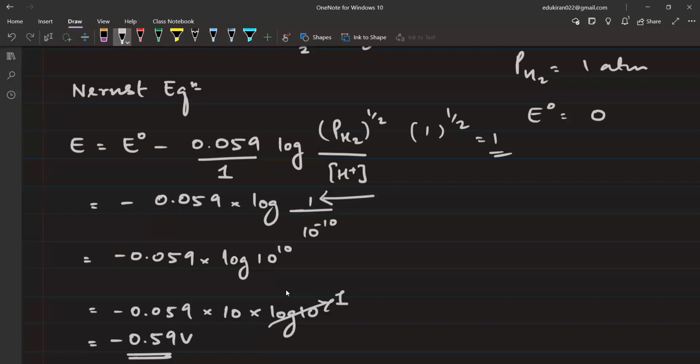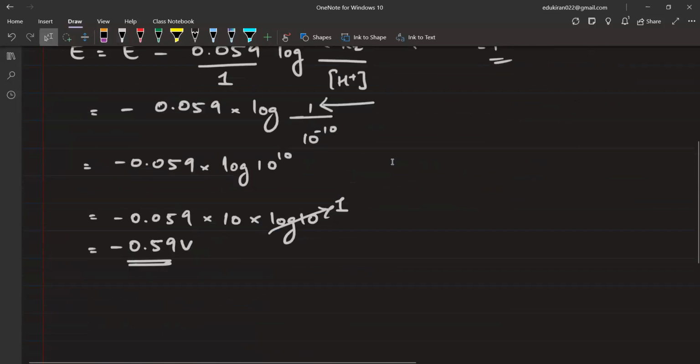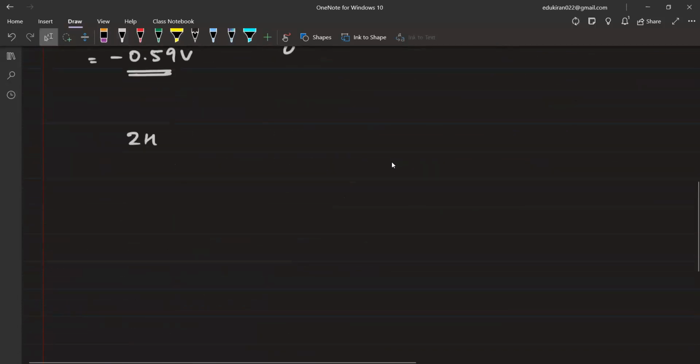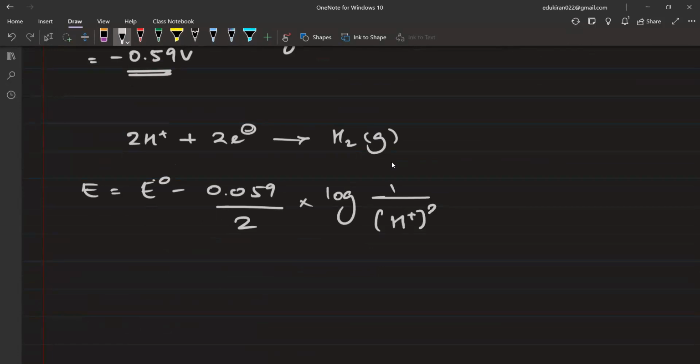Did you understand? Yes, sir. Now, Rabia, please do one thing. The reaction that you wrote, Rabia, was 2H plus, and it should be 2 electrons. You have written 2 electrons, giving you hydrogen gas. This is very true. Now, for this, I can write E will be equal to E naught minus 0.059 upon 2 into log of, again, 1 upon H plus squared, the concentration of H plus squared.